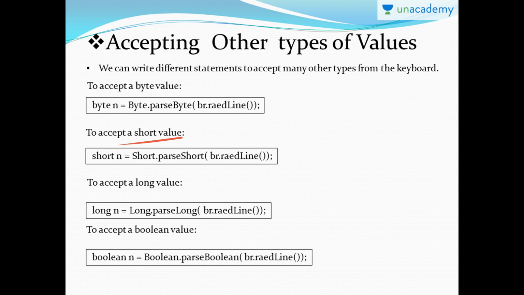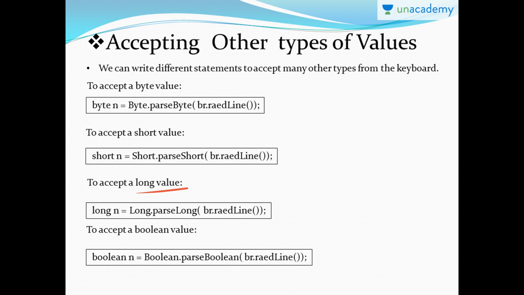If you have to take a value of the short data type, then you'll write short n is equal to Short.parseShort of br.readLine. Again, the same criteria: br.readLine is used for reading one complete line from the keyboard. Again, Short.parseShort will convert whatever value you get from the keyboard into the short data type, and that will be stored in the variable n.